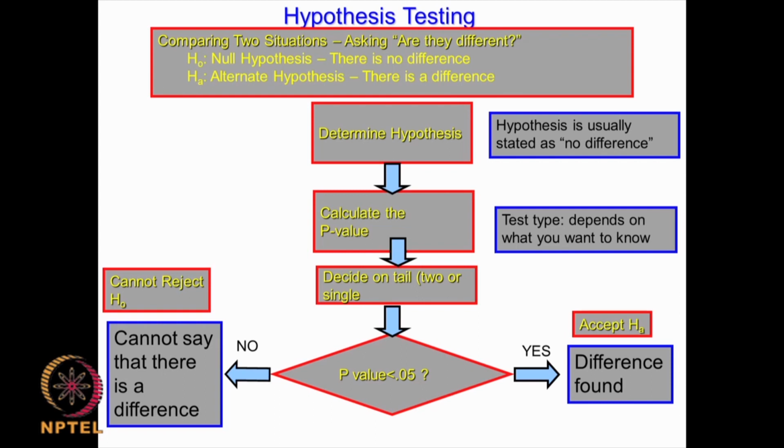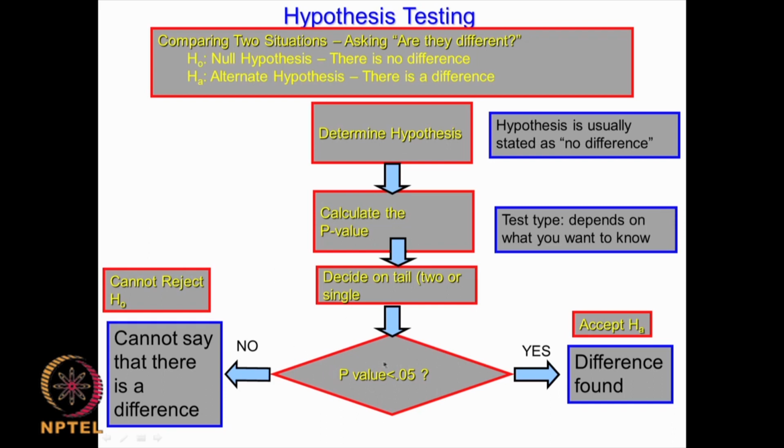In such situations we are not bothered whether the height of class A is higher than the height of students in class B, or less than that of the students in class B. We are not bothered about greater or less, we are just saying they are different. In such situations we use the two tailed test, whereas if we are talking about greater or less, then we use a single tail test. So, you decide on the tail.